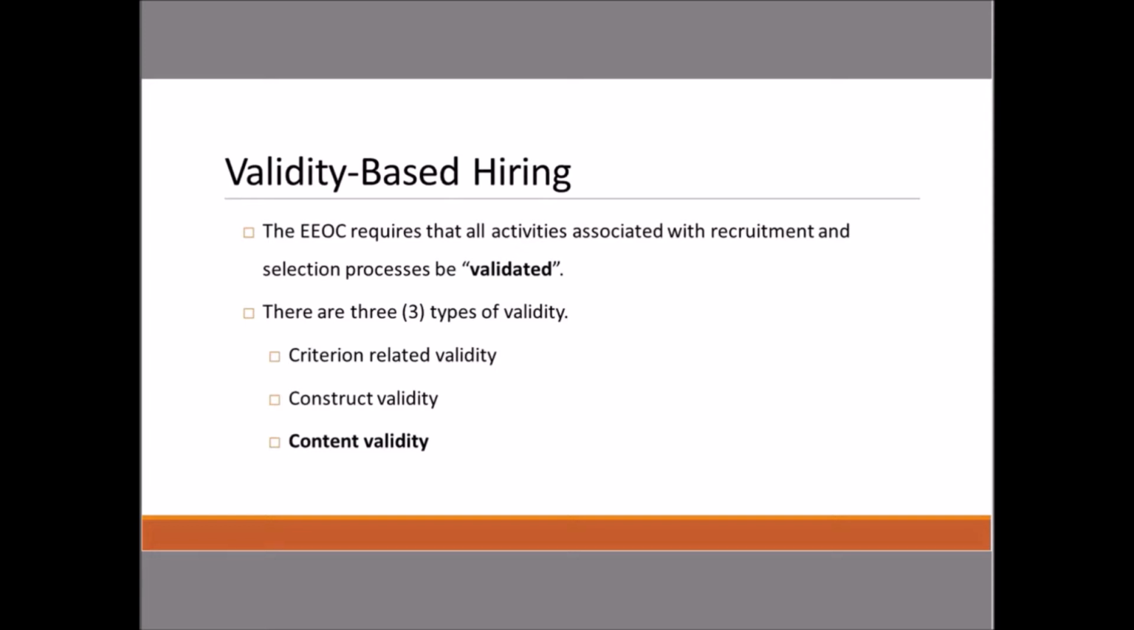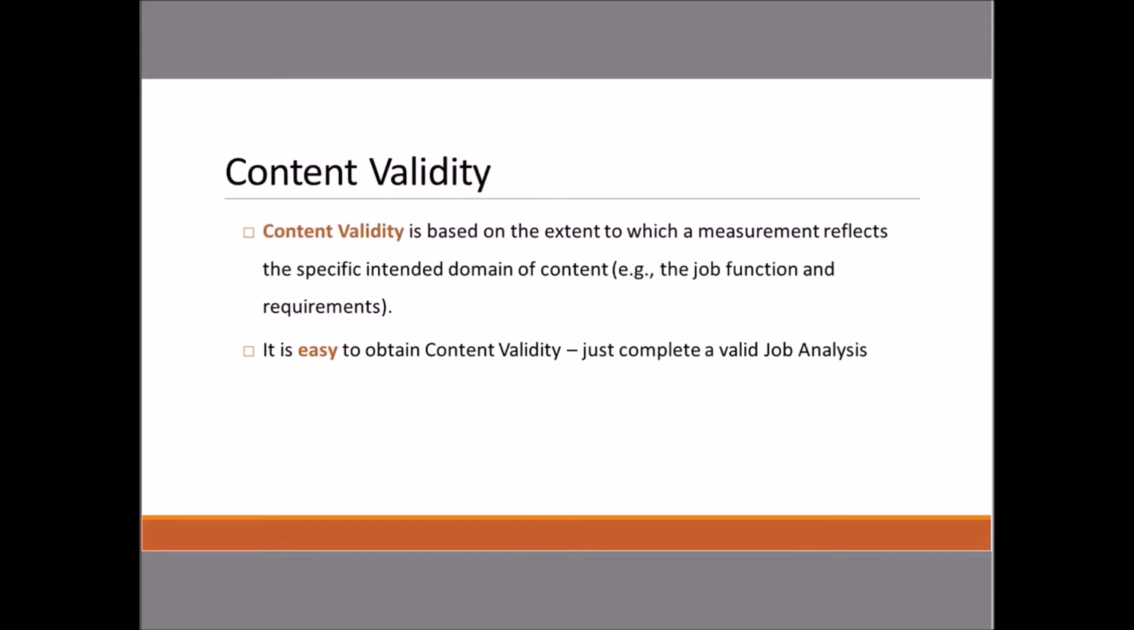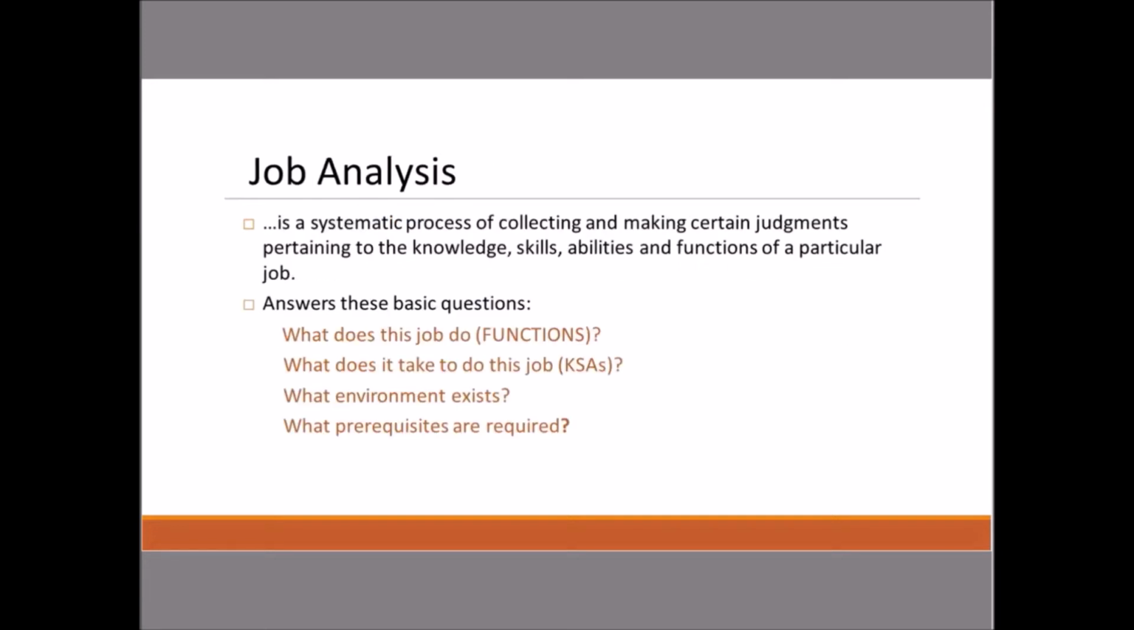So if I can get my slide to go to next. Content validity is based on the measurement of content. So like the job functions or the requirements, and it's really easy to obtain. And you do that through a job analysis process. And a job analysis is just collecting and making judgments about the knowledge, the skill, and ability someone needs to have to do a particular job.